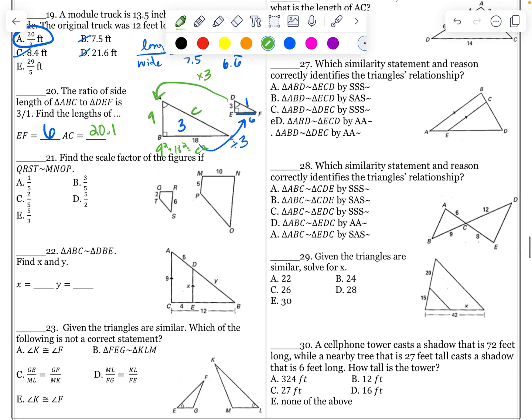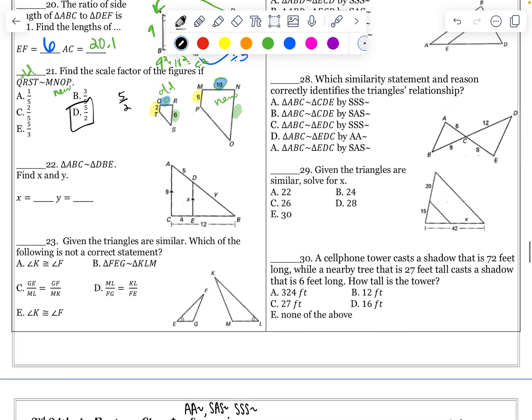Find the scale factor of the figures. It always gives me my new one second, so start with old, then new. We're getting bigger, so it needs to be bigger than 1. There's nothing at the 10, so that doesn't help me, and nothing at the 6 either. The only ones I can use are my 2 and my 5. So 5 over 2 is my scale factor.